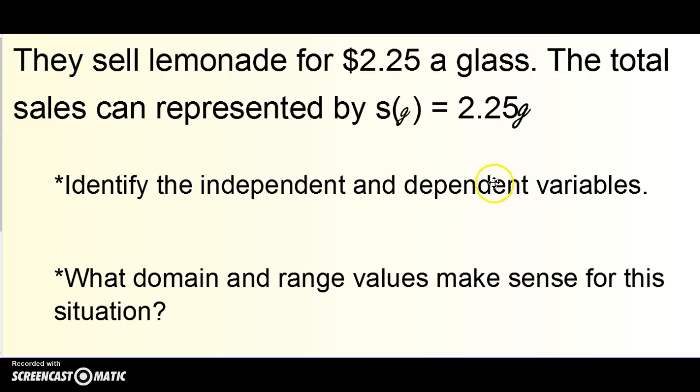The dependent is our total cost of sales because our total cost of sales depends on how many glasses we sold. Domain and range, again, you would just say any whole number because we would only count the whole glasses sold.